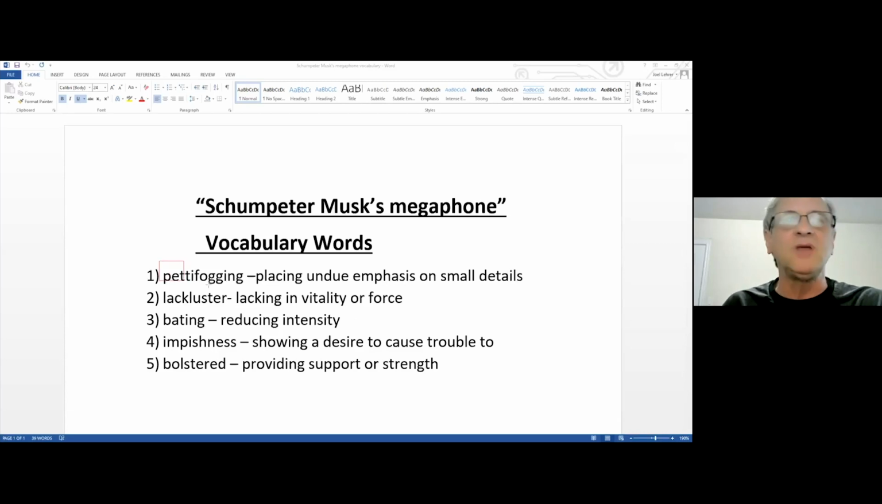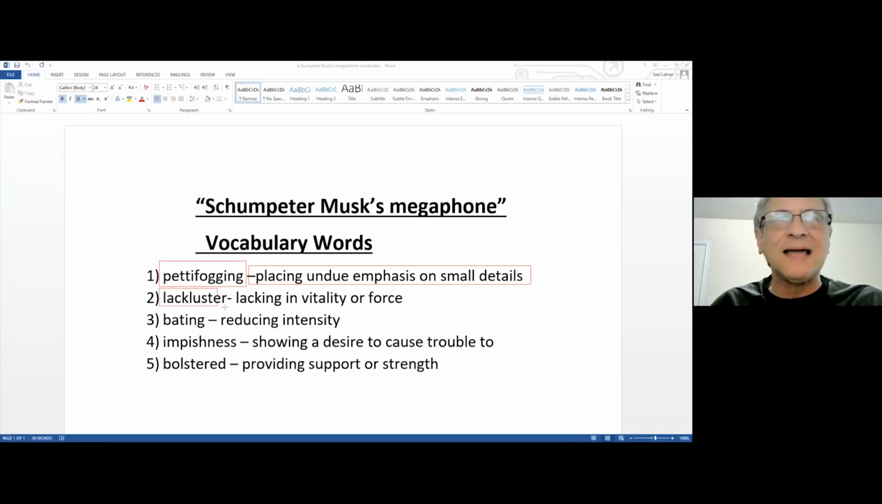The first one is probably a word you've never heard before, and that's okay. It's a little bit of an unusual word. It's not an everyday word. It's called pettifogging. It means placing undue emphasis on small details. You probably know people that look at little details and they worry about all the little details. Well, that's called pettifogging. Pettifogging, not a word we use a lot, but it is good to know. The other words you may already know.